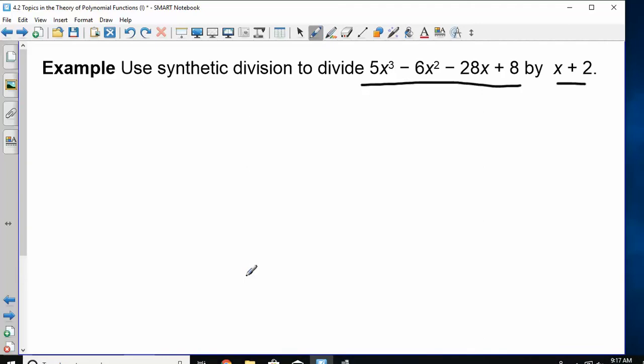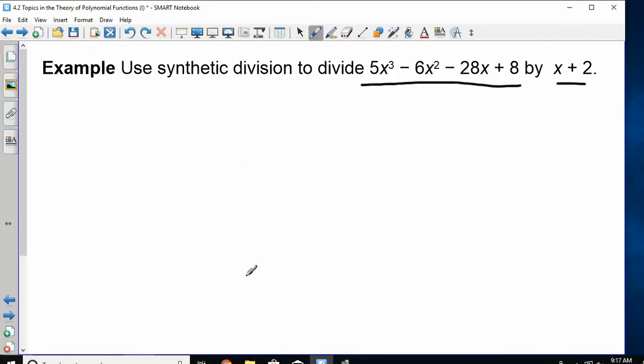So when we do this, synthetic division, if you remember, is a way of quickly doing a division problem. It's the alternative to long division. It doesn't work all the time, only if you're dividing by something that's linear, which x plus 2 is, so you can't divide by an x squared or anything with synthetic division.